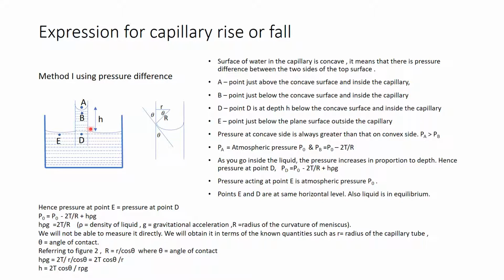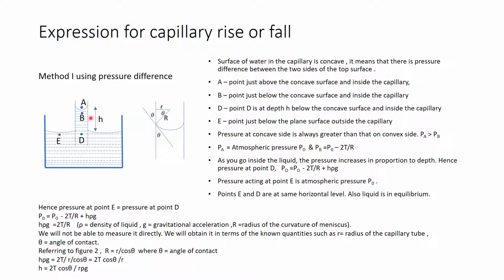Now let us consider that the pressures at points A, B, D and E are PA, PB, PD and PE. The pressure at point A is obviously atmospheric pressure. The pressure at point E is also atmospheric pressure because this liquid surface is plane. Whatever is the pressure at a point just above the plane surface will be equal to the pressure at point E, and therefore the pressure at point E is atmospheric pressure. We have discussed this in the last video as well, the same situation.